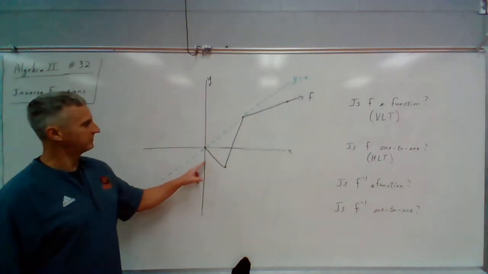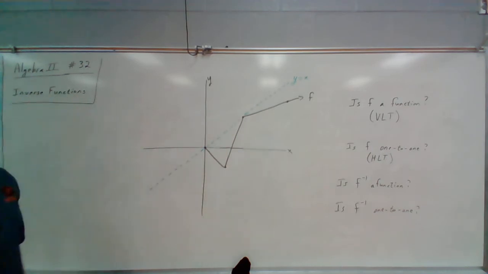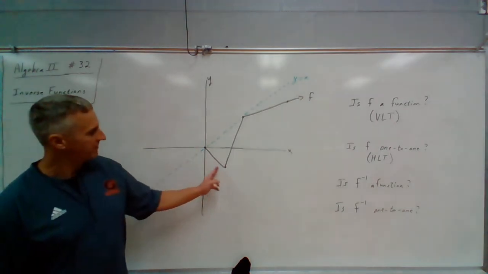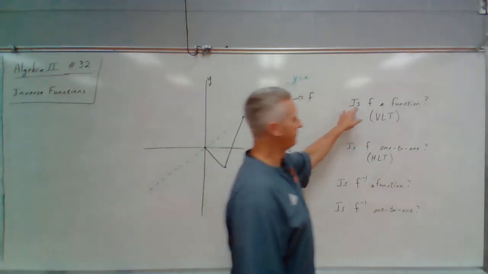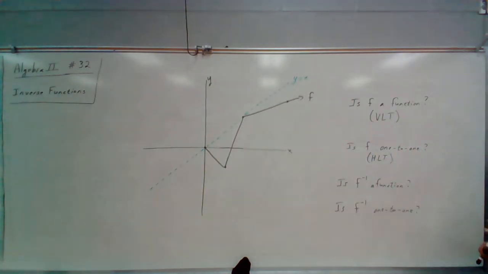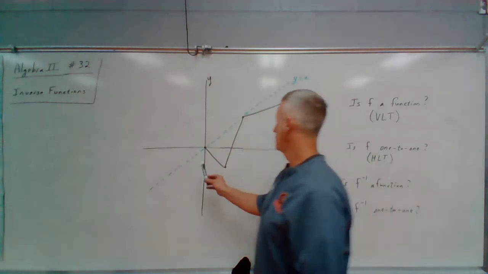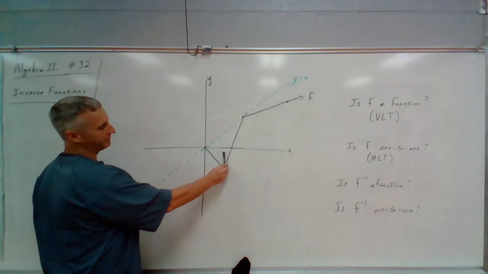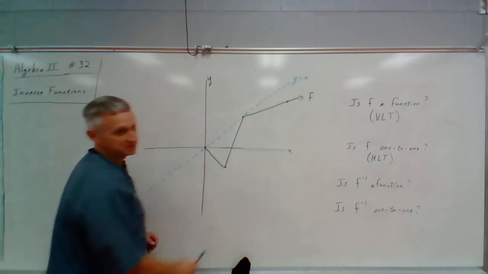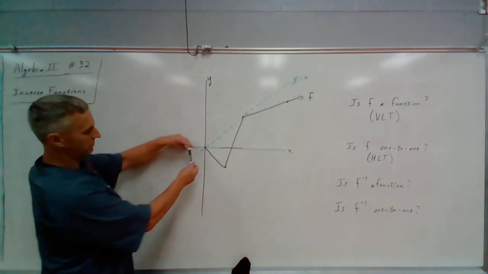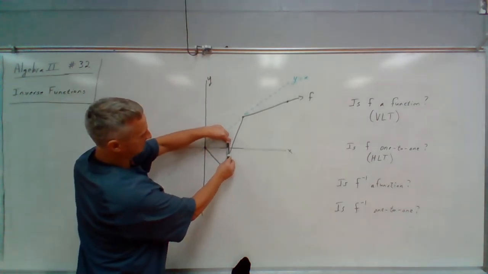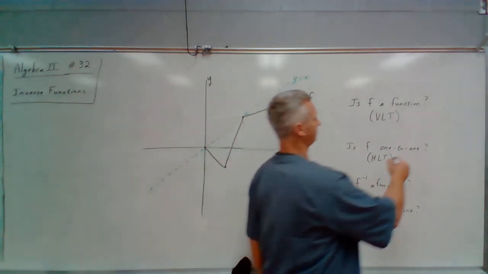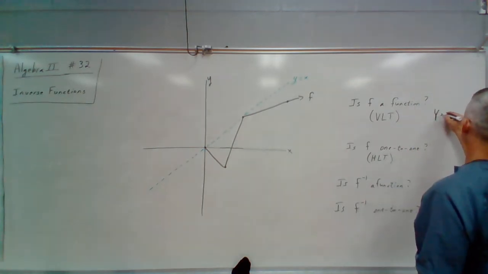Here I've graphed this relation f, and I've also put in the line y equals x for reference. A couple questions about this graph of f. Is f a function? Remember, to tell if something's a function, you use the vertical line test. Does the black graph pass the vertical line test? Everywhere I draw a vertical line, does it only touch one time? I can pass it through here, it touches once, touches once everywhere, never touches more than once. So this is a function. It passes the vertical line test.